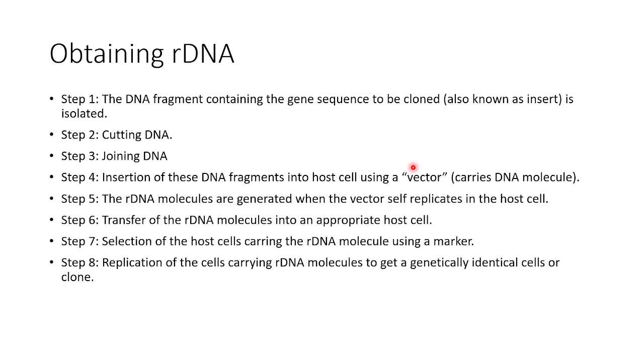Now how do we obtain this recombinant DNA? So these are the different steps. In the first step, the DNA fragment containing the gene sequence to be cloned, which we also call the insert, is first isolated. So firstly you isolate the DNA fragment, after which you cut the DNA and then you join the DNA.